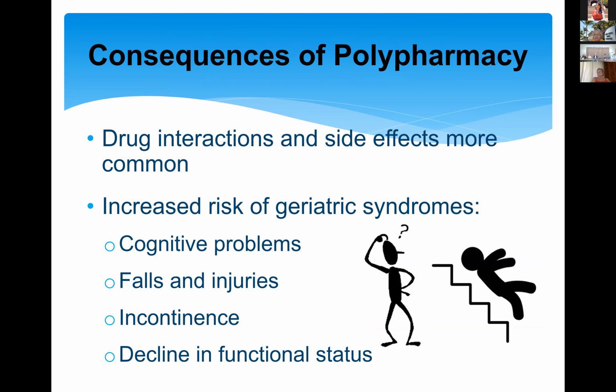So what are the consequences then of taking these multiple medications? Obviously, the more things you're taking, the more likely you are to have drug interactions and also side effects. And we see that medications are correlated with these geriatric syndromes: cognitive or memory problems, falls and injuries, incontinence. If somebody suddenly develops incontinence and they also started a new medication at the same time, until proven otherwise, I'm suspecting that new medication and testing that out.